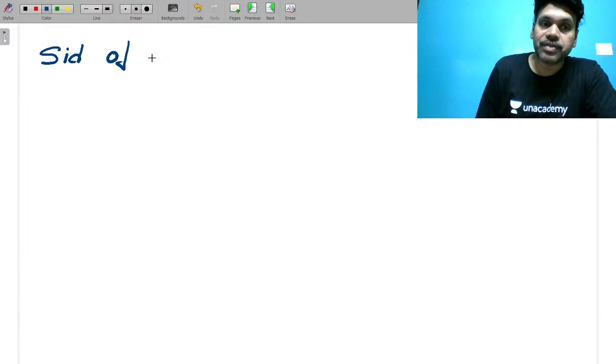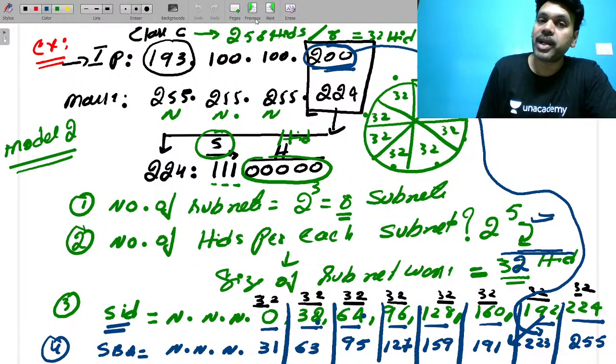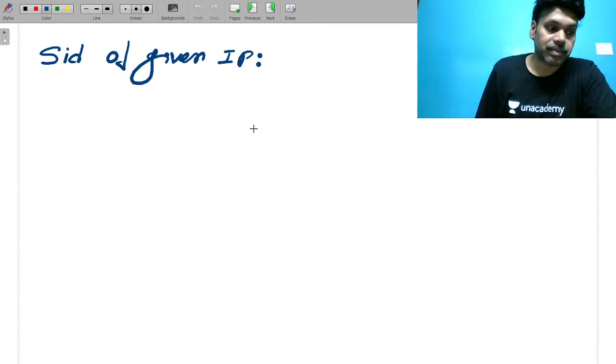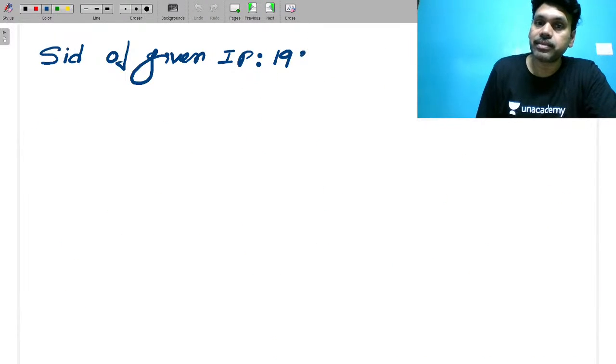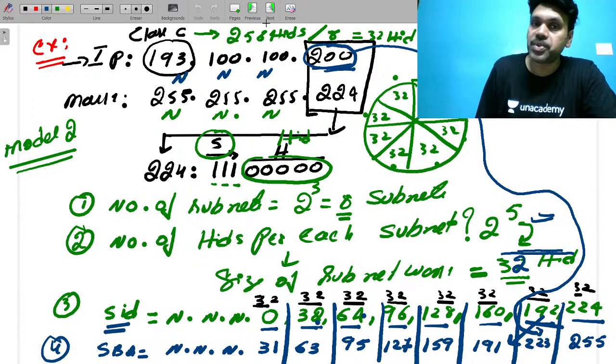Subnet ID of the given IP. This IP belongs to which block? He is asking that only. So what is your given IP? 193.100.100.200 belongs to this particular subnet, the 192 subnet. Therefore, for 193, the first three octets are NID only, you need to drop them. So 193.100.100. And it belongs to which network? The 192 subnetwork.